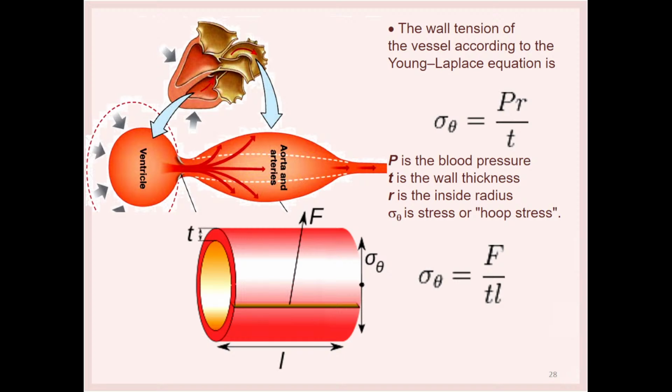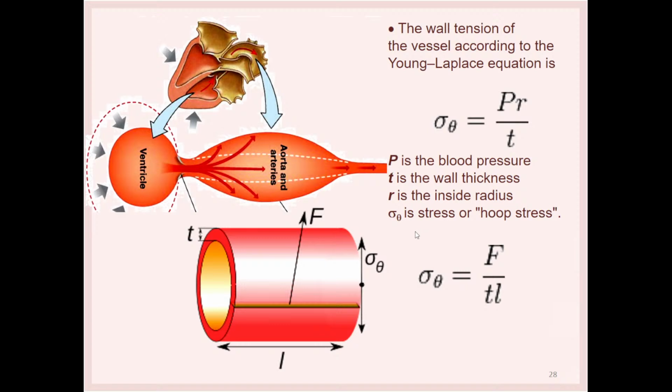Look here. Force exerted by blood acting on a vessel. The force acting on the blood vessel wall is proportional to the diameter of the vessel times the blood pressure. The vessel wall tension, according to the Young-Laplace equation, is shown by this formula, the wall tension because of the force from blood on the wall of the vessel. Symbol P here is the blood pressure. T is the wall thickness. R denotes the inside radius.